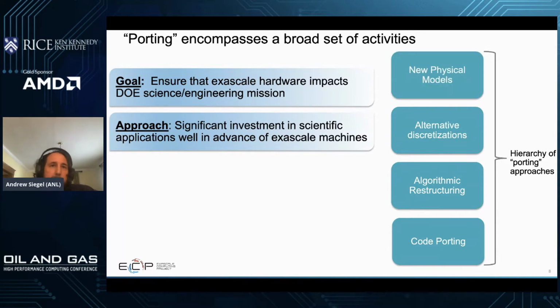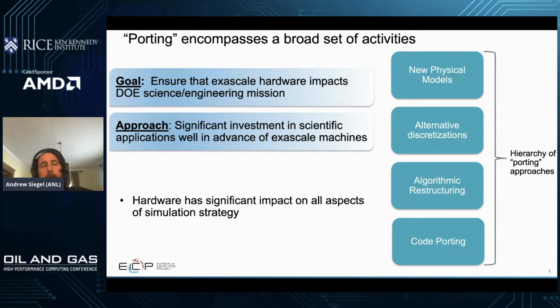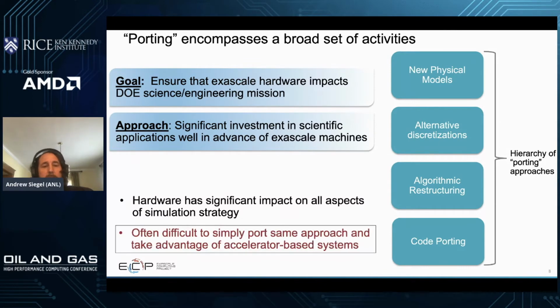Then we think of just entirely new physical models. Like, I have all this new computing power, I have a lot of things I would like to model better, I'm going to choose the one that best fits the hardware. So it's sort of an interesting consequence of this big shift in computing hardware, is that the hardware has had a significant impact on all aspects of simulation strategy. And it's been, in most cases, difficult to simply port the same approach and take full advantage of the accelerator-based systems.